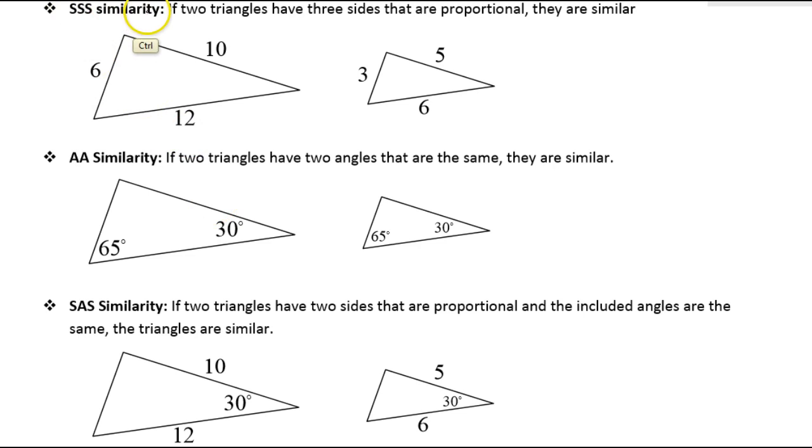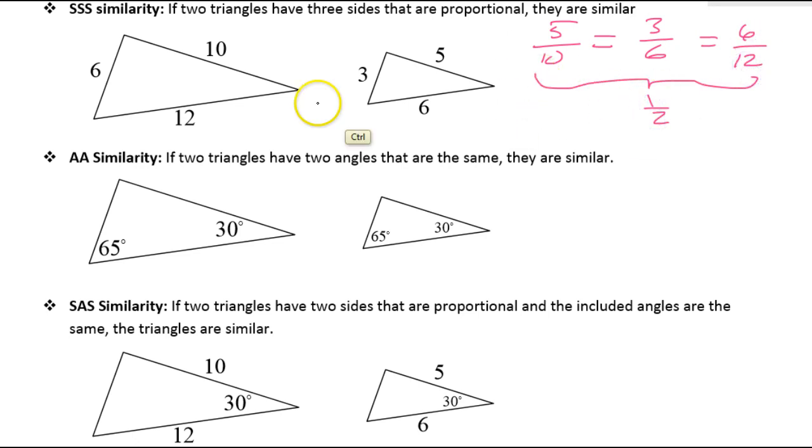If you have side-side-side similarity, that means that you have three pairs of sides that are proportional. Proportional means that if you make fractions out of corresponding sides, you get the same number all three times. For example, 5 over 10 equals 3 over 6, which equals 6 over 12. Of course, all of these simplify down to 1/2. So we have three pairs of corresponding sides that are proportional.